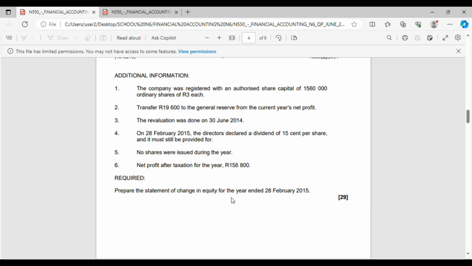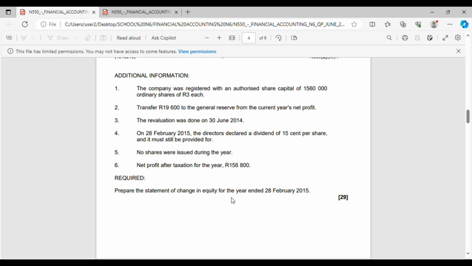It says on 28 February 2015, at the end of the financial year, the directors declared a dividend. So when you see the word declared, here we are going to calculate the DOS, what we call the dividends on ordinary shares, right? The DOS is going to be calculated, and I think I forgot to mention it, to include it under the statement of changes in equity. The DOS must be included under the retained income. So I will include the additional information, but I want us to firstly deal with the share premium.